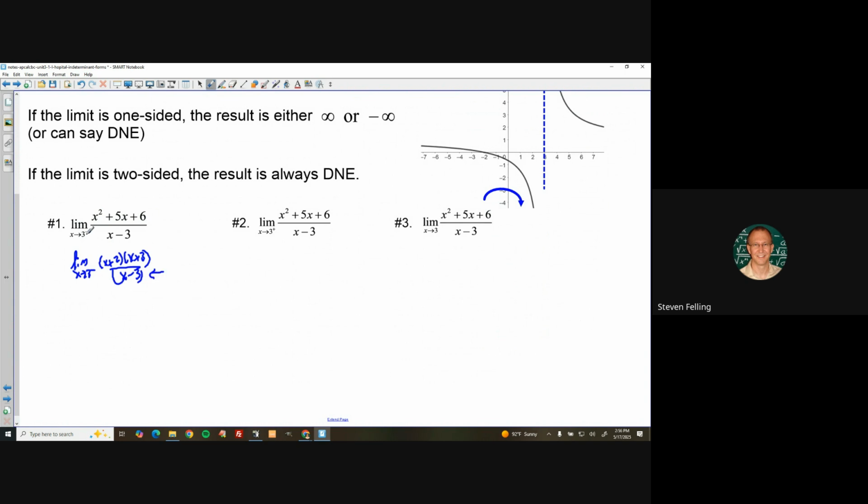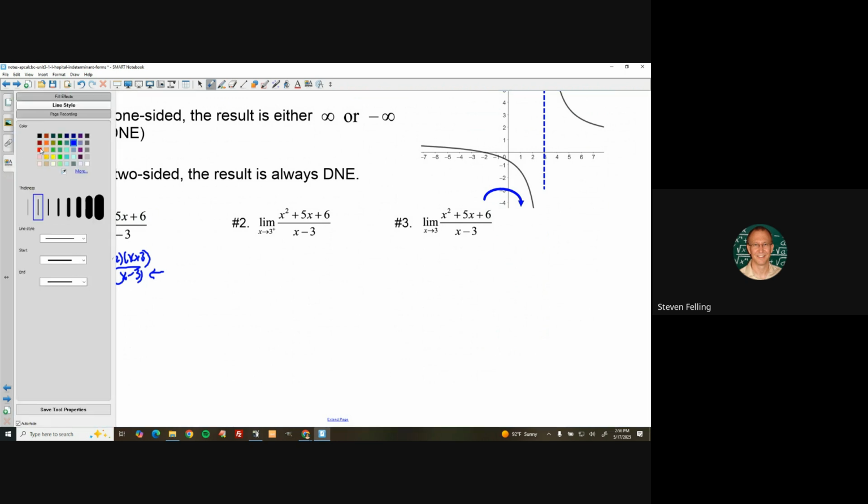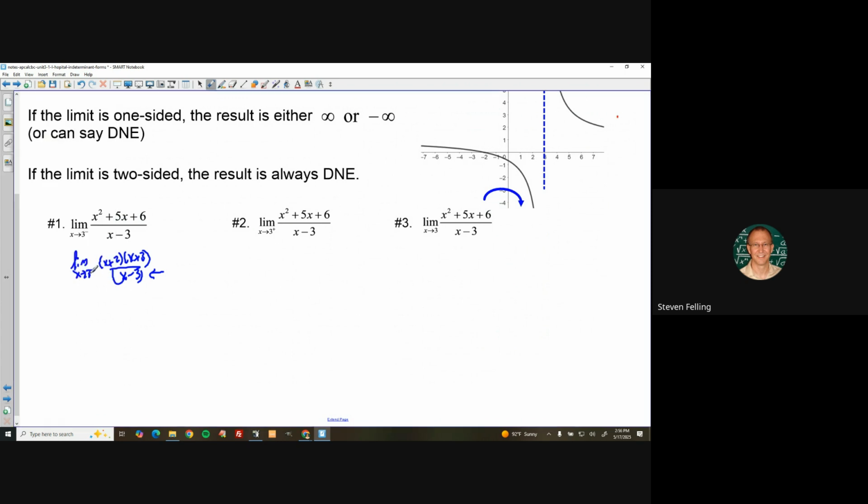And then, since I'm approaching from the left, what I would do next is switch to considering what happens just to the left of 3. So I'm going to plug a number that's close to 3 in there, like 2.99 or something. And then I'm just going to keep track of the signs. Because if I have an uncanceled 0, this is either going off to positive infinity or it's going off to negative infinity. I just need to know the sign.